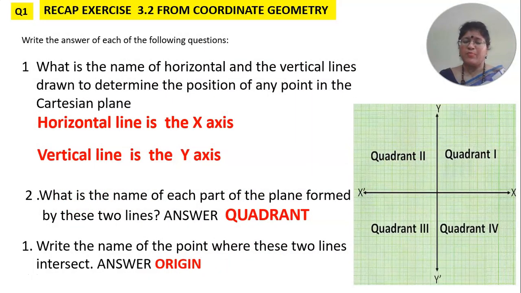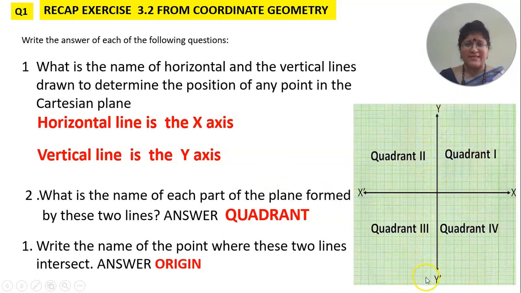Now this is 3.2, a quick recap. This is the question: what is the horizontal and the vertical lines that you draw to determine the position of any point in the Cartesian plane? So I have drawn the Cartesian plane out here, which is not compulsory. You just have to remember the horizontal and the vertical line. So the horizontal line is called the x-axis and the vertical line is the y-axis.